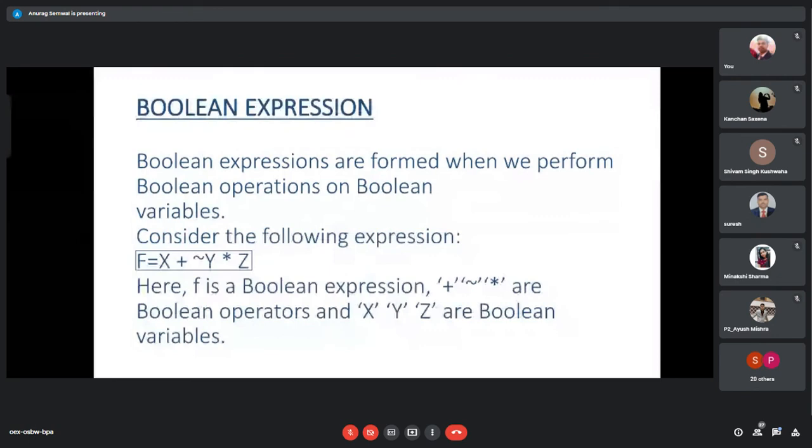Now, let's talk about Boolean expressions. Boolean expressions are formed when we perform Boolean operations on Boolean variables. Consider the following expression: f equals x plus dash y star z. Here, f is a Boolean expression. All the operators you can see, namely plus, dash, which is also known as negation, and a star, are Boolean operators, and x, y, z are Boolean variables.